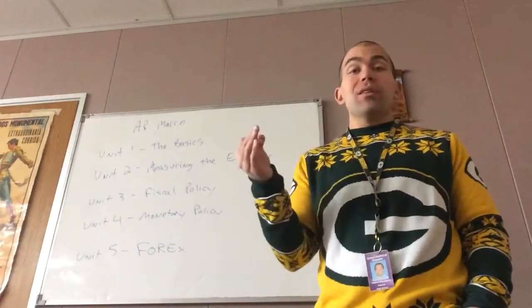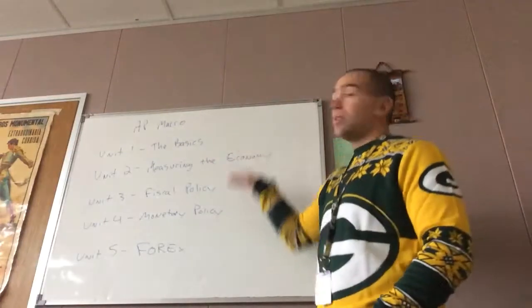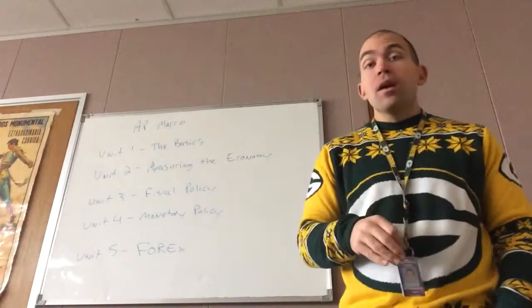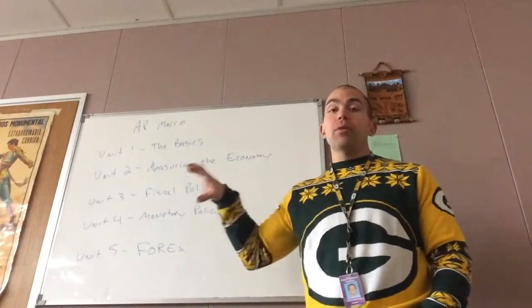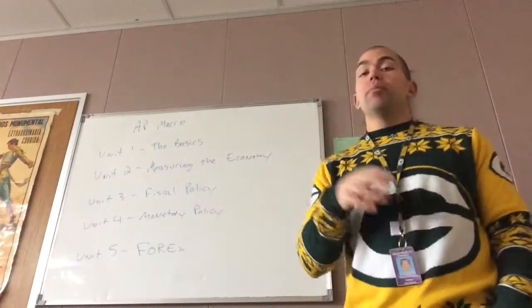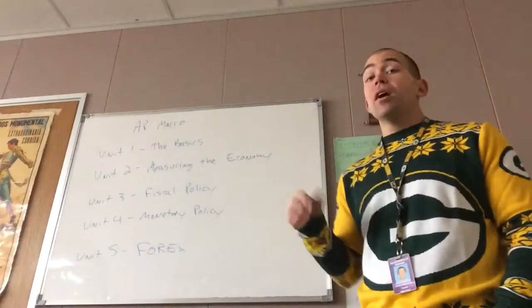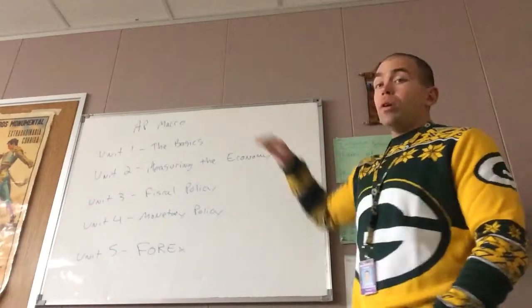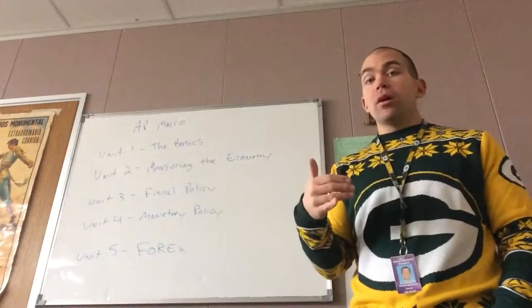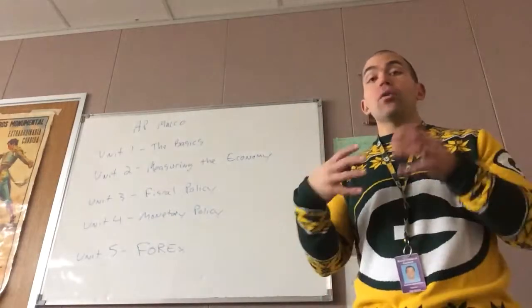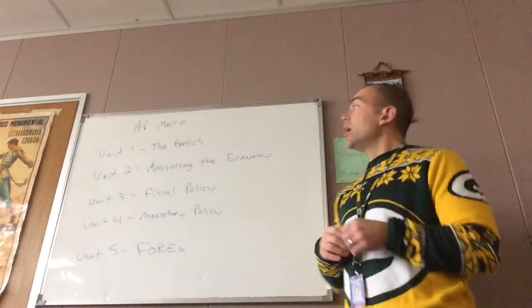So what's the class going to be about? There are 5 units, and it'll be taught in the spring. It's a little less content than micro, which is why I put it in the spring versus the fall. Micro is 6 units, this is 5. And what are the 5 units? Unit 1 is the basics: decision making, opportunity cost, international trade. How do we make a cost benefit analysis?